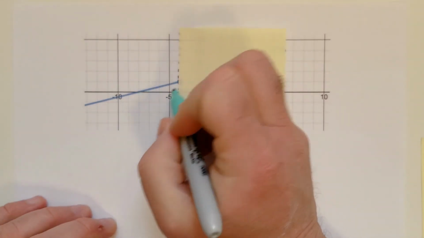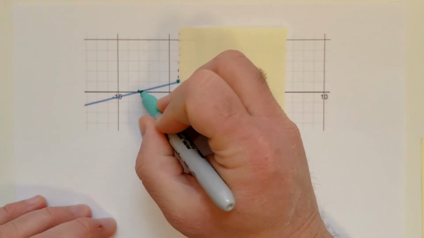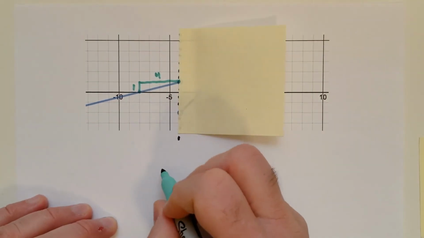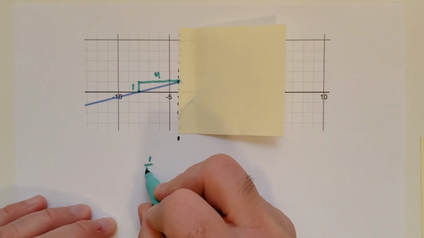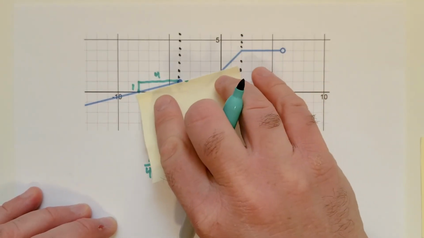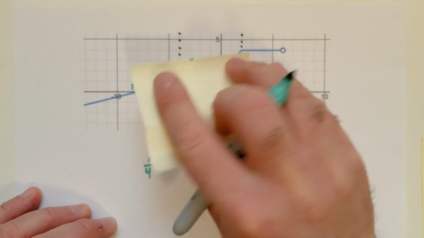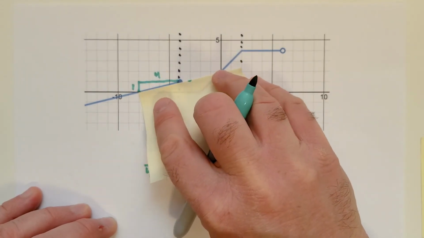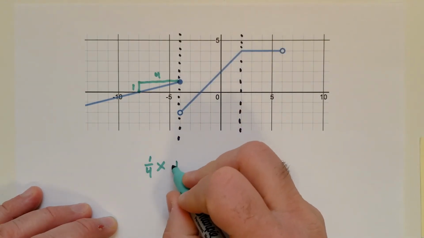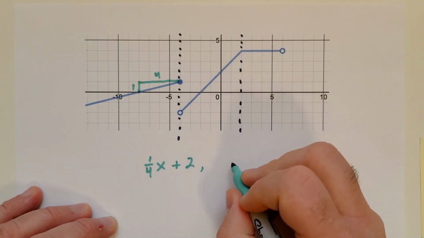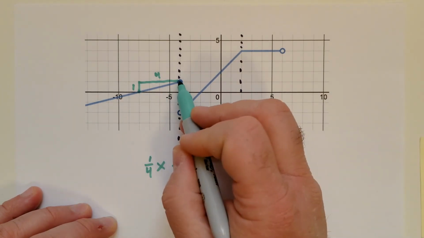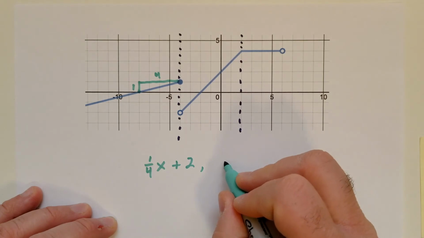This line appears to have a slope of 1/4. And if we were to continue this line across, we would find its y-intercept is 2. But this function is this only when x is less than or equal to -4.